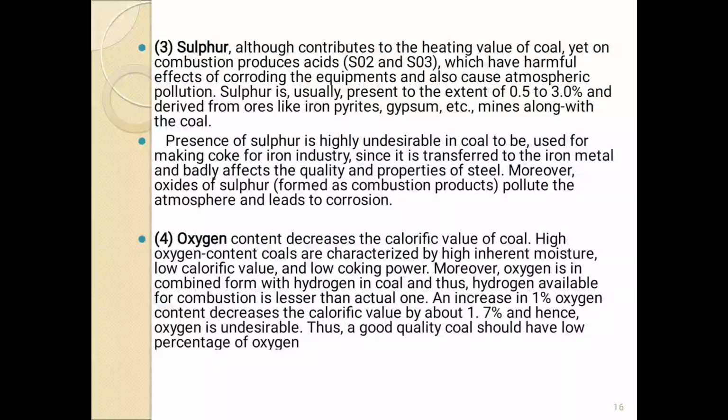These are the two analyses which are done for ranking the coal, that is proximate analysis and ultimate analysis.